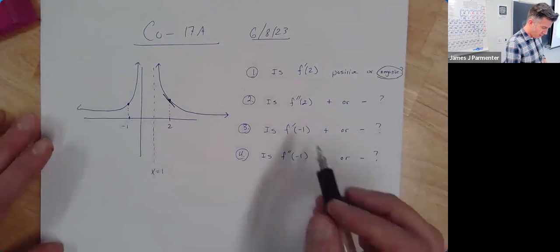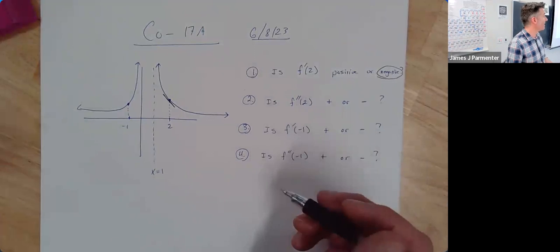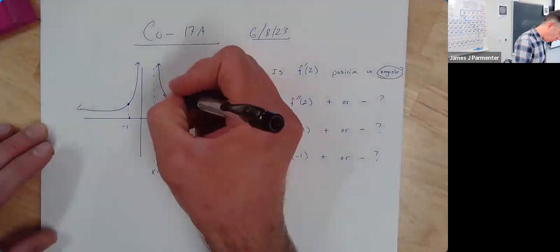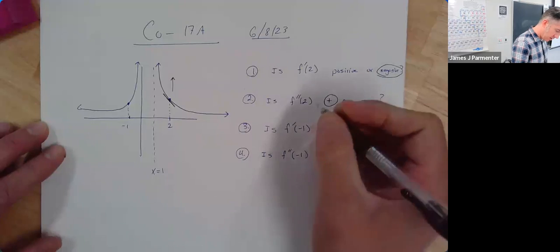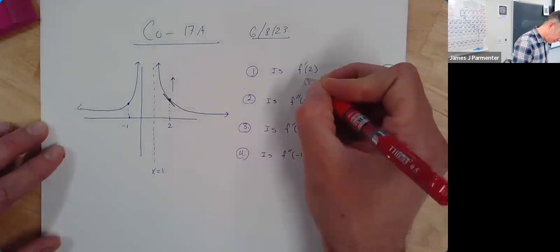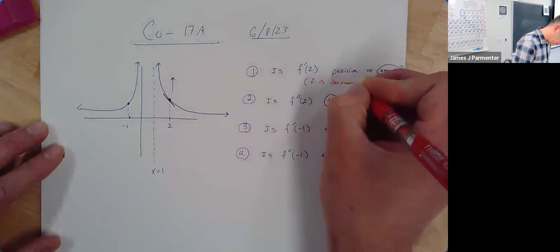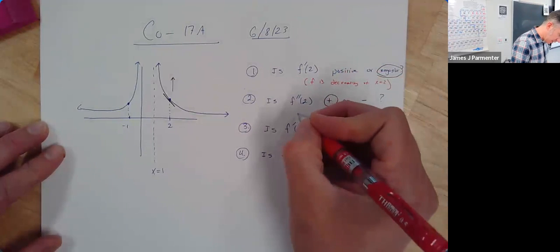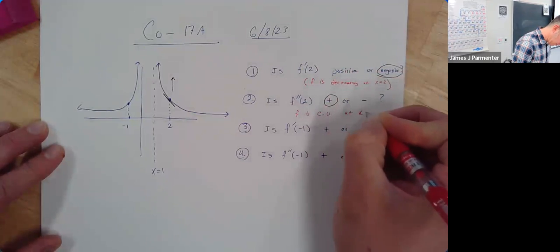Okay. What about f double prime of 2? Well, if you're being asked about the second derivative, you're being asked about the concavity. So at 2, the function is definitely concave up, right? We're opening upwards. So certainly f double prime of 2 is positive. And here, if we want to write some reasoning, f prime of 2 is negative because f is decreasing at 2. And f double prime is positive too because f is concave up at x equals 2.